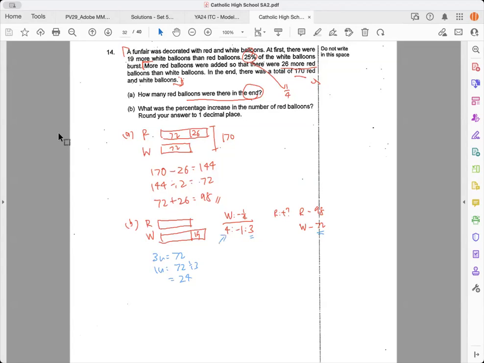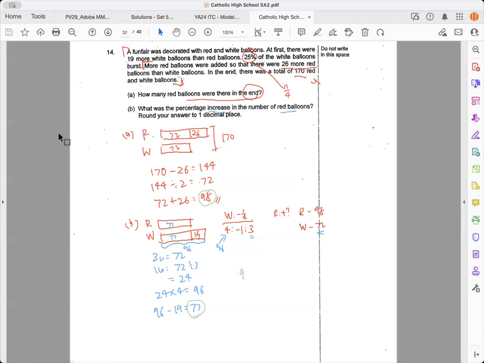Now, what is this? White at first will be 24 times 4, 96. So this white at first, 96, which is this. So if I use 96 minus 19, I get 77, which is the red at first. The question is, what was the percentage increase in red? So red at first is 77. At the end, it is 98. So what's the percentage increase?